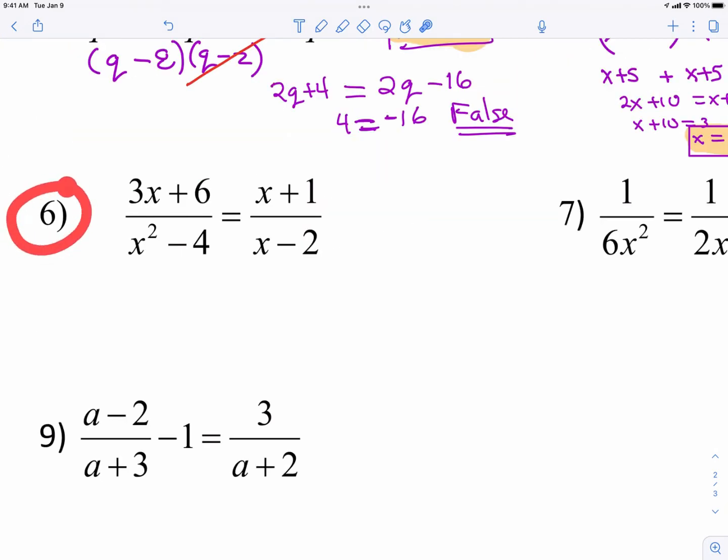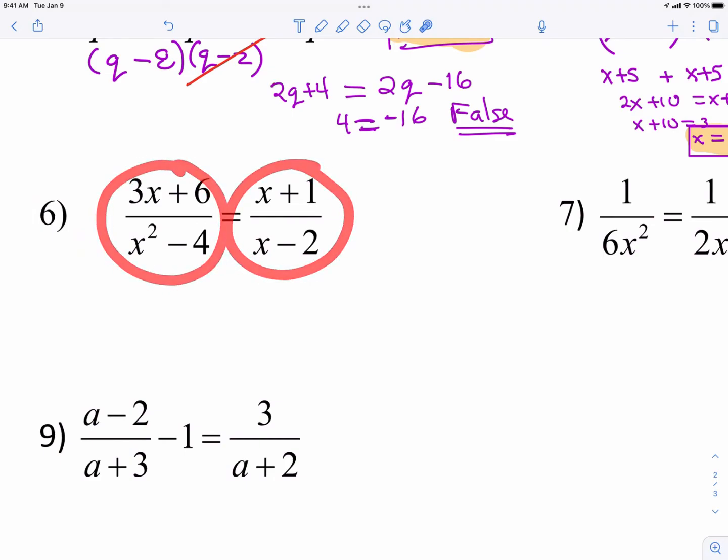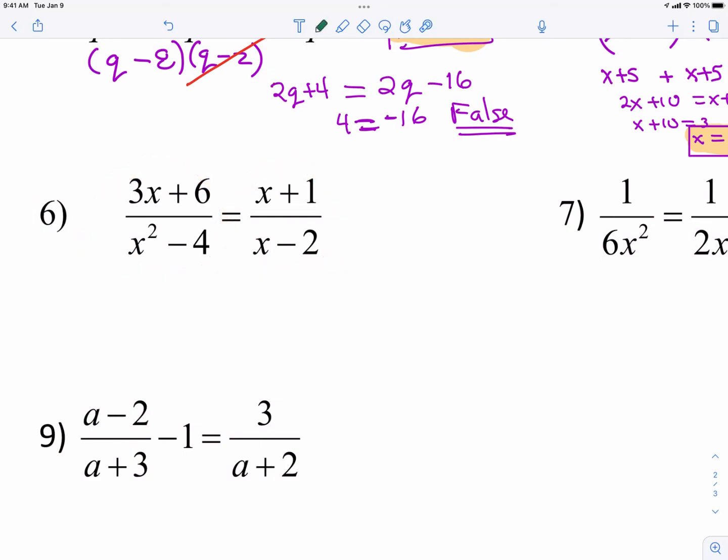All right, here's question number 6. We have these two fractions that are equal to each other. So we can cross multiply, but before we do that, let's go ahead and factor the numerator and the denominator. The 3x plus 6 can be factored into 3 times x plus 2, and x squared minus 4 can be factored into x plus 2 times x minus 2. These x plus 2's will cancel on the top and bottom.